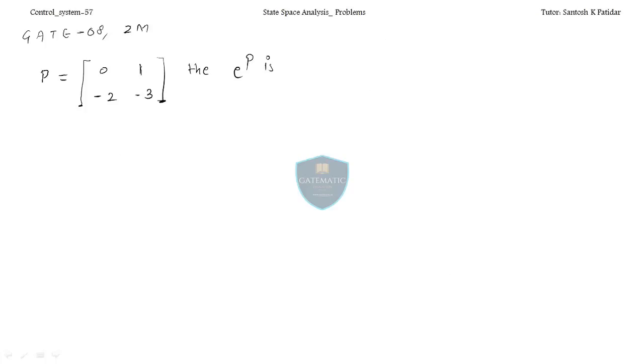So come here. Very interesting, very easy. A 2 marks problem, actually a 2 to 3 minutes problem. P is given like this and they are asking to find e to the power P. How will you do this?